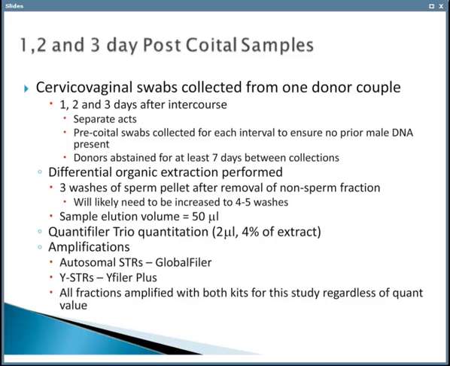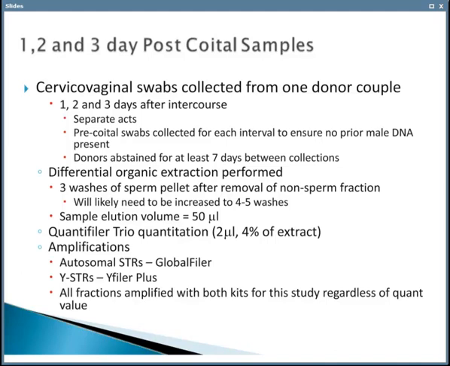Okay, I want to finish by saying these were very difficult specimens. I want to quickly talk about a study we did with perhaps not so difficult specimens that may represent more closely what happens in normal crime labs. This time we took cervical vaginal samples 1, 2, and 3 days after intercourse. These are good samples, meaning there were separate acts from one donor couple. We took precoital swabs, and the donors were staying for 7 days between collections.